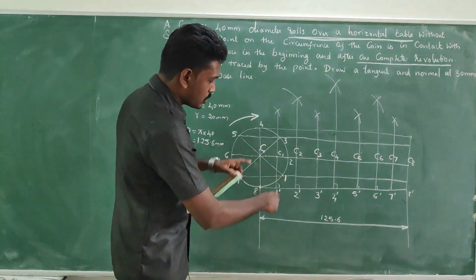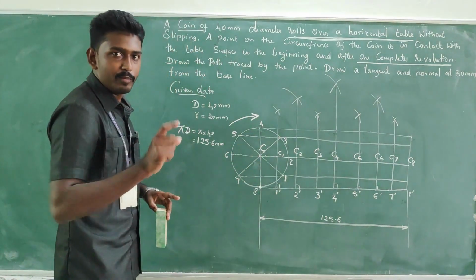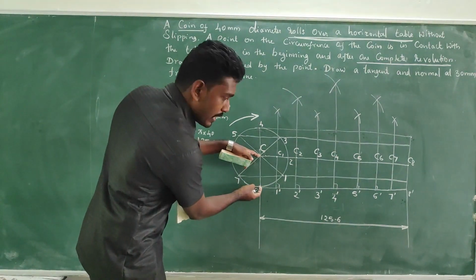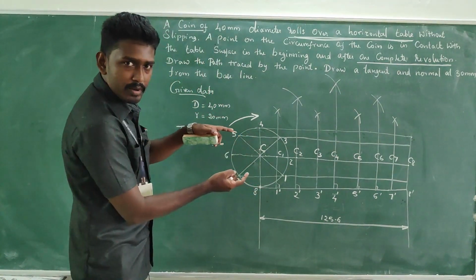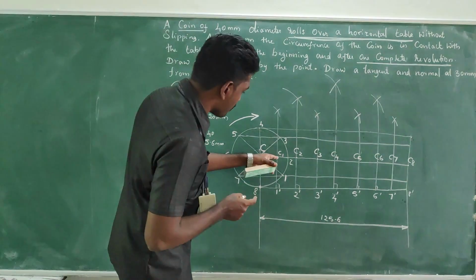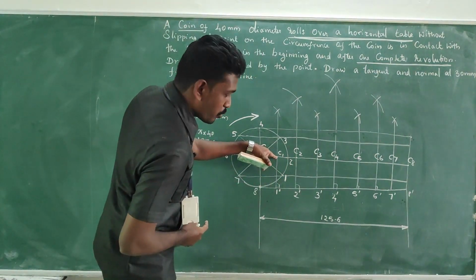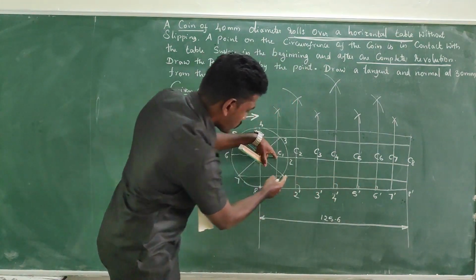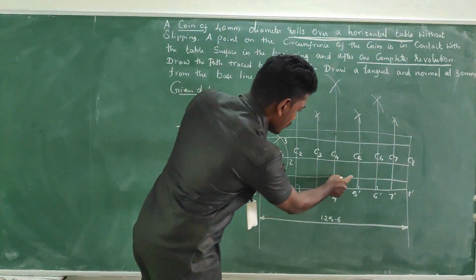Whenever it goes to any position, the measurement will be in the same distance. Am I right? So how to measure the radius of the rolling circle in your compass, and to find out the first trace point, how to keep at the C1, and you have to look for the first line. How to look for the first line? Here is the first line.